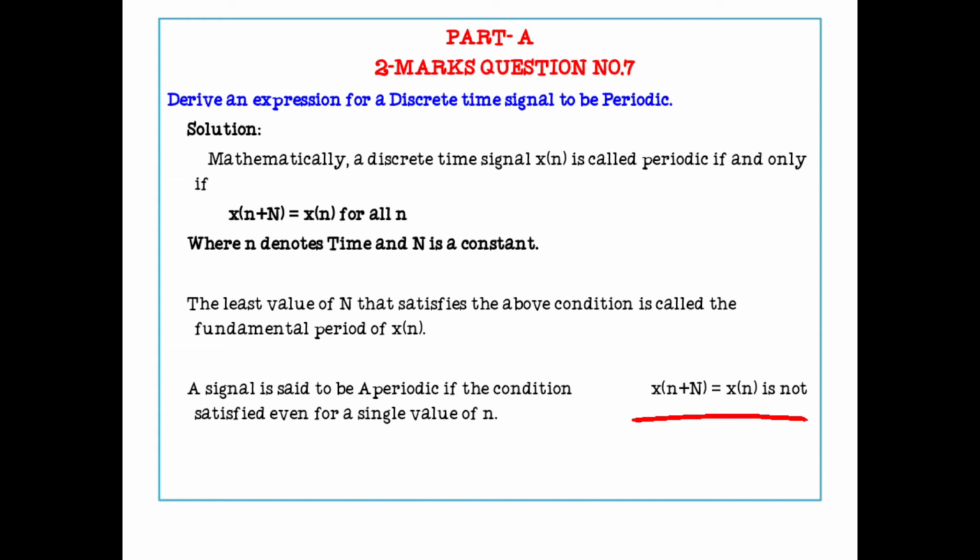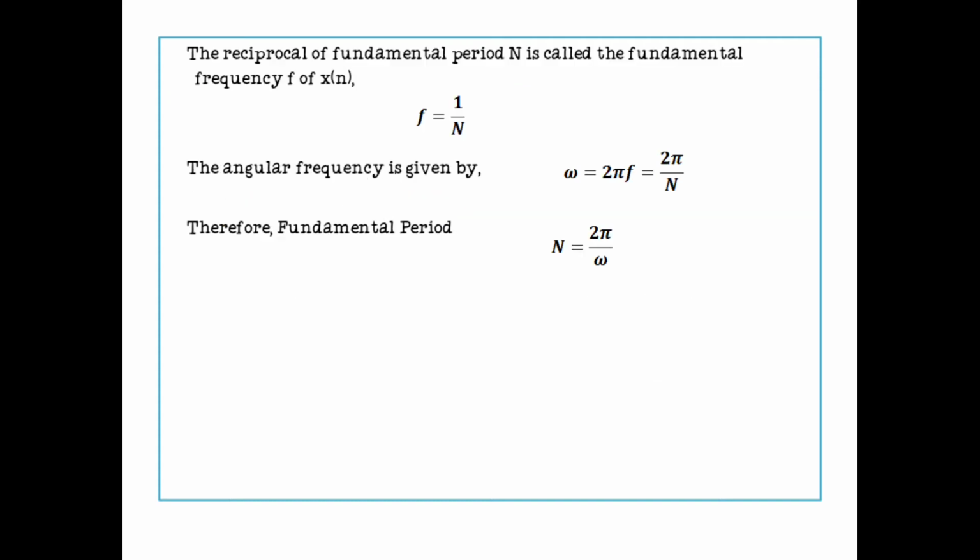So the condition for a discrete time signal to be periodic is x of n plus N is equal to x of n for all n. In a similar way, the reciprocal of fundamental period capital N is called the fundamental frequency f of x of n. So f is equal to 1 by N. Angular frequency omega is 2 pi f. So instead of f you substitute 1 by N, you will get 2 pi by N. So finally fundamental period N is equal to 2 pi by omega.